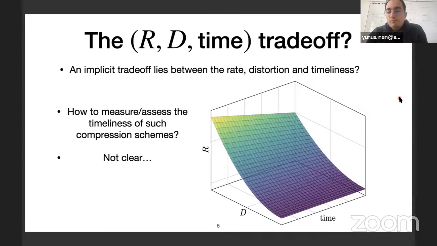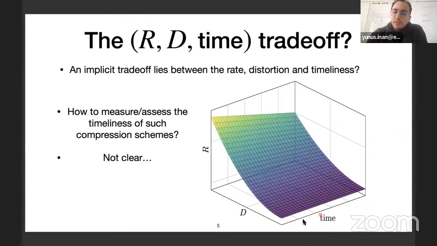So according to this observation, we can ask the question: is there an implicit trade-off lying between the rate, distortion, and timeliness? Such as in this plot. By the way, this is a hypothetical plot just to illustrate a possible trade-off.